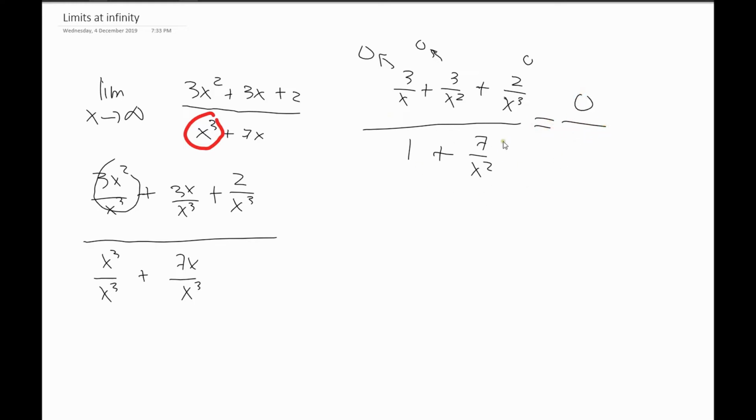And for the denominator, it's 1 plus something that we all agree will approach 0. It's like 1 plus 0. Thus, the limit as x approaches infinity for this expression is 0. Okay, so let's try another example.